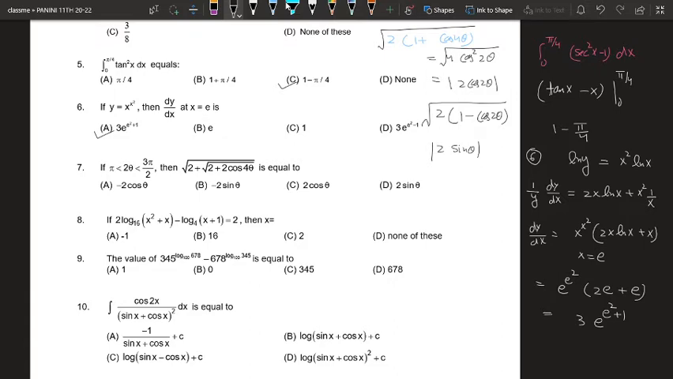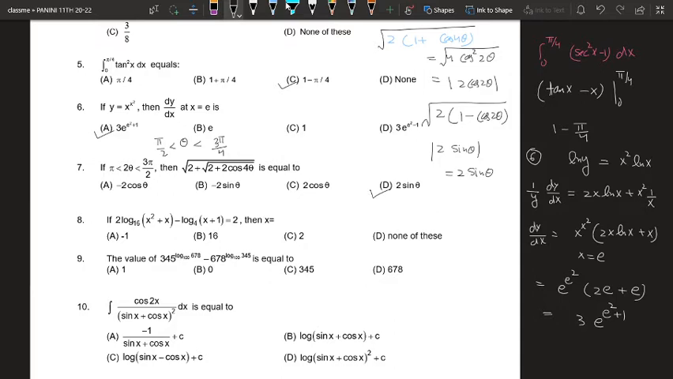Now 2 theta lies in between pi and 3 pi by 2, then theta lies between pi by 2 and 3 pi by 4. Pi by 2 to 3 pi by 4 lies in the second quadrant, sine is positive, so this is equal to 2 sin theta. Yes, there is an option 2 sin theta.